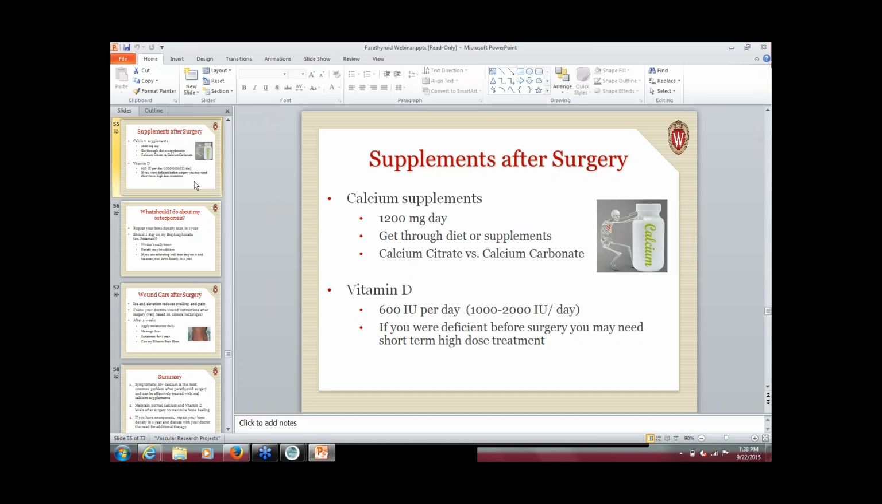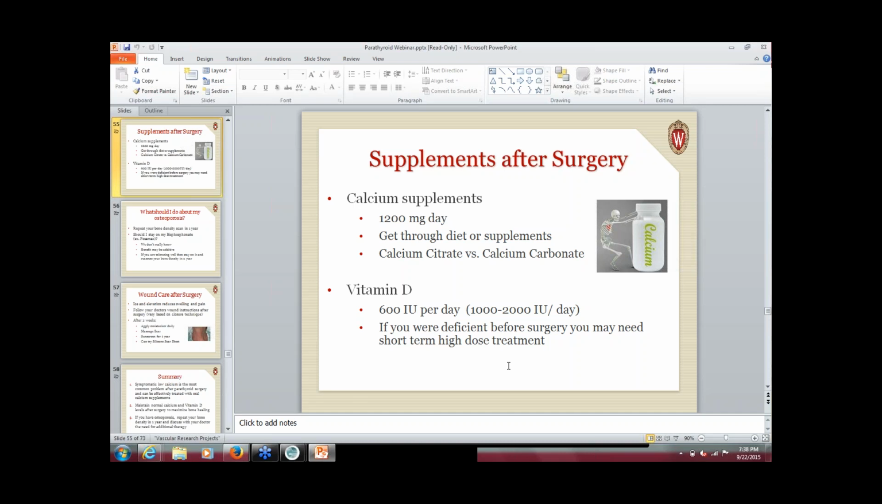Calcium carbonate is by far the most common. That's what Tums is, Oscal, Biactive, those are all calcium carbonate. Calcium citrate is a different format, and the most common one is Citracal. These have different side effect profiles. Calcium carbonate is best if it's taken with food. You absorb it better when you have food. Calcium citrate can be taken on an empty stomach.